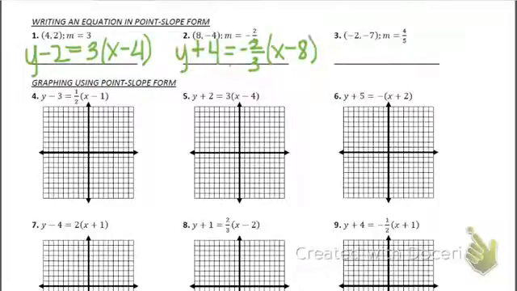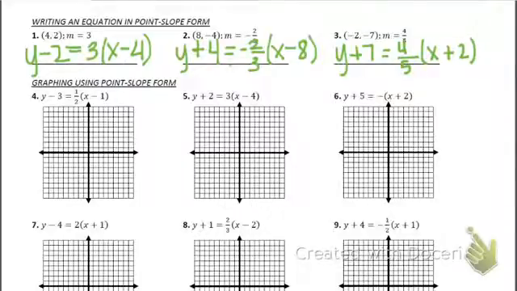So, Malika, what did you get for number 3? Y plus 7 equals 4/5 times x plus 2. Okay, so she got y plus 7 equals 4/5 times x plus 2. Thumbs up if you agree, thumbs down if you disagree. Why is it y plus 7 and x plus 2 when the point is negative 2, negative 7? Who can explain to me? Jen.